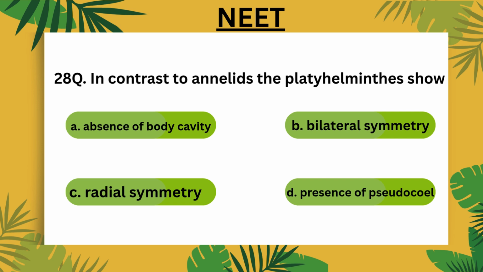Twenty-eighth question. In contrast to annelids, the platyhelminthes show A. Absence of body cavity. B. Bilateral symmetry. C. Radial symmetry. D. Presence of pseudocoel.